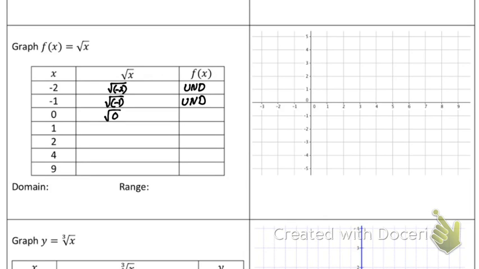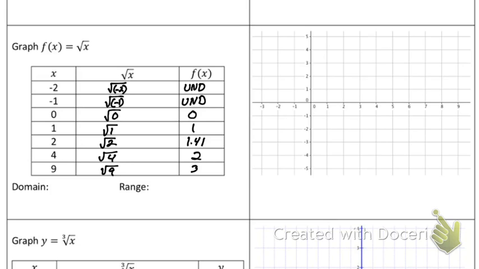Square root of 0, that works. That turns into 0. Square root of 1, that's just 1. Square root of 2, that is 1.41. 1.4. Looks right. Yes. Yeah, that's good. All right, and then square root of 4 is the big deuce. And square root of 9 is 3. All right.